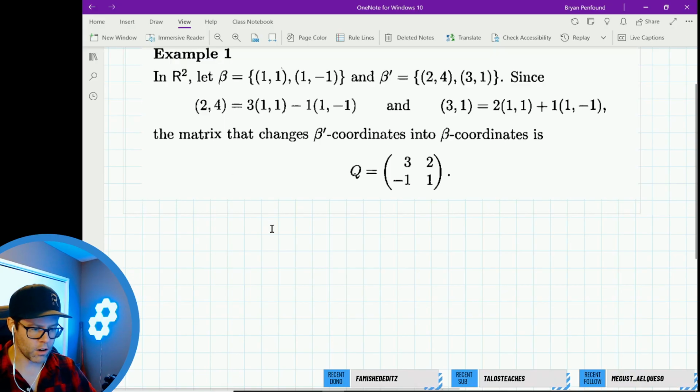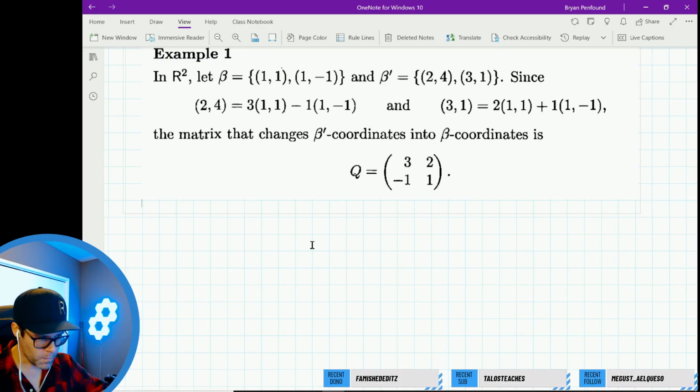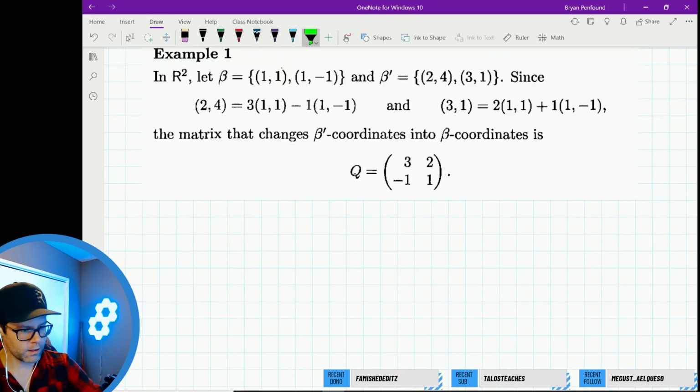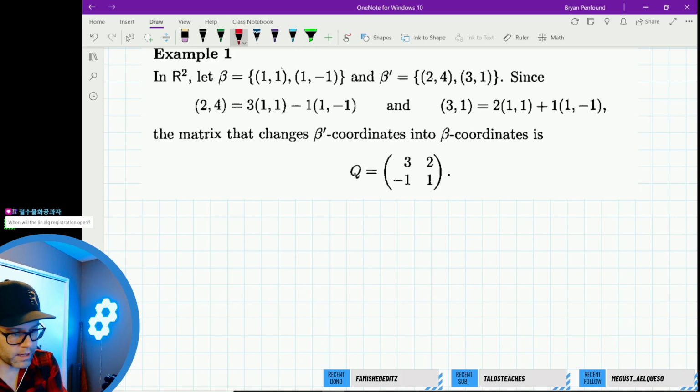So simple case here, we have R2, so there are 2 different bases. We have beta, which is (1, 1), (1, -1). Since those aren't scalar multiples of each other, this is definitely a basis. These will be linearly independent, and they'll also span R2. Note that R2 here has dimension 2, so we do expect to have 2 basis vectors here. B prime, again, these look like they're linearly independent because they're not scalar multiples of each other. So both of these sets, beta and beta prime, should be bases for R2. Maybe it's worthwhile for us to write that down. So both of these are bases.